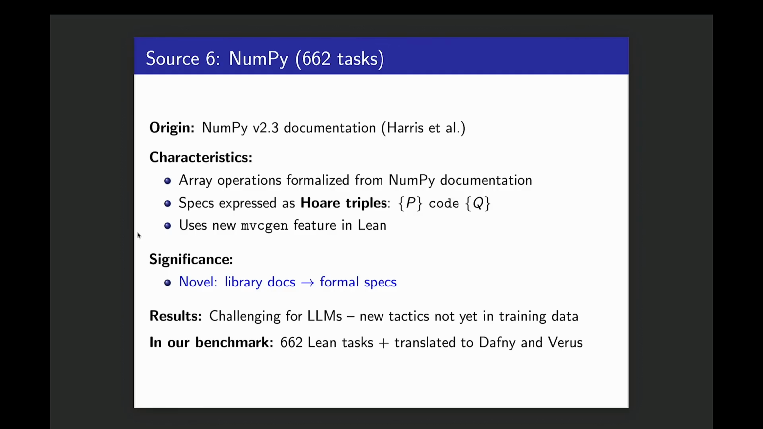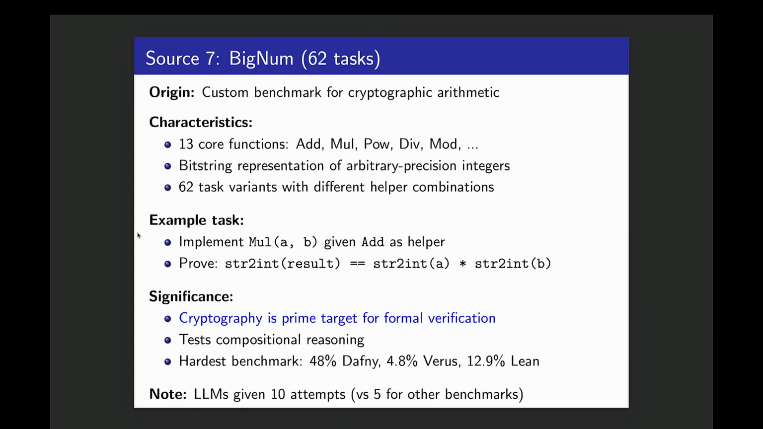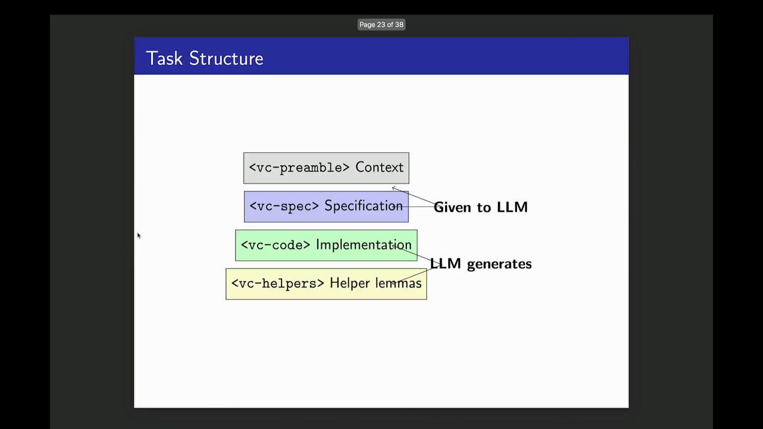This is a bit like NumPy. We generated them in Lean with this RECGen Hoare triple style. BigNum is interesting, and I hope to have time to present it as a case study of the difficulty of writing the correct spec. But maybe let me move on because I'll run out of time.